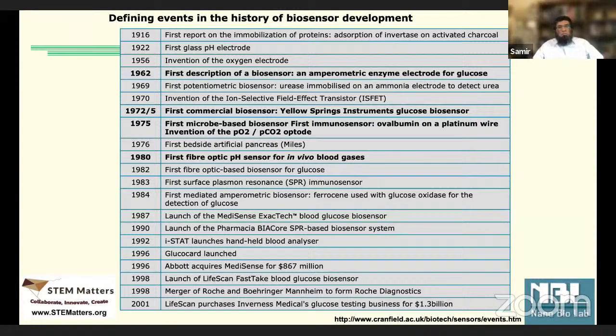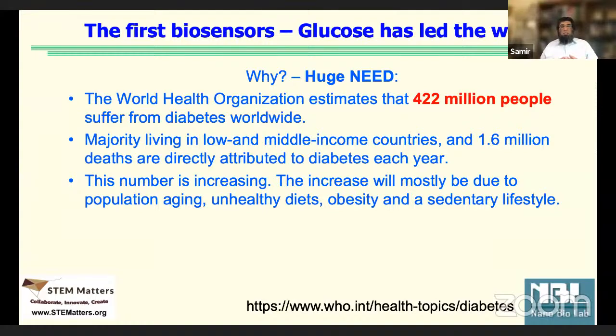So now talking of glucose sensors, they have a major impact on us as humans. Every year, millions of people are getting diagnosed with diabetes. And very interestingly, the majority of those people are from low and middle income countries. So diet, exercise, whatever the reasons they go into that.